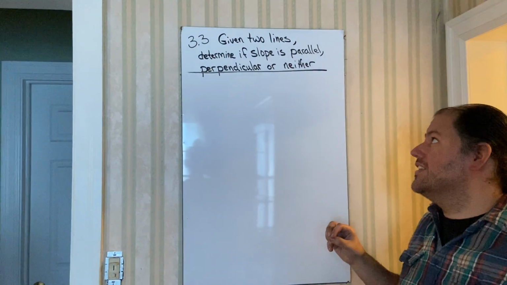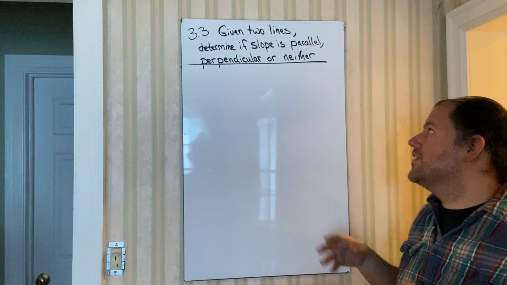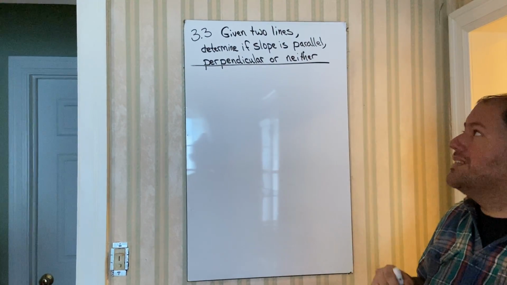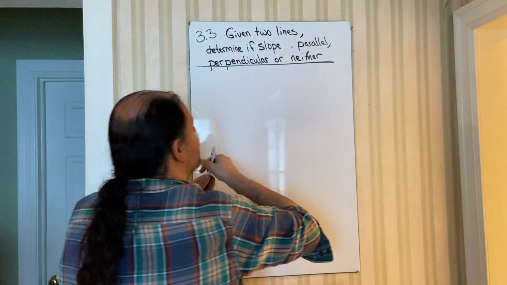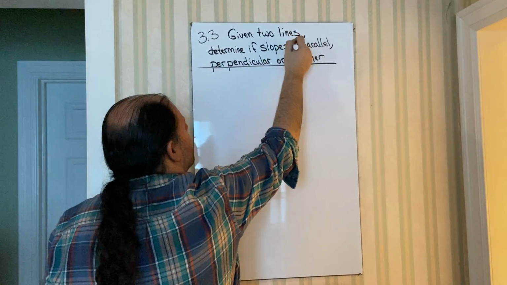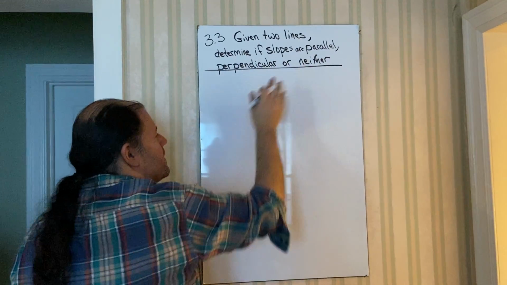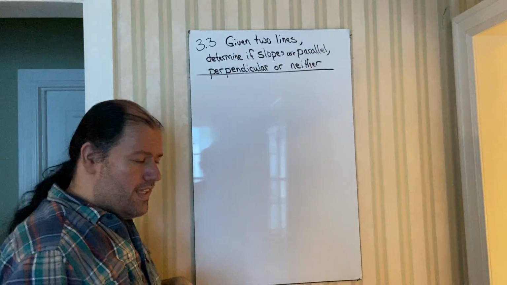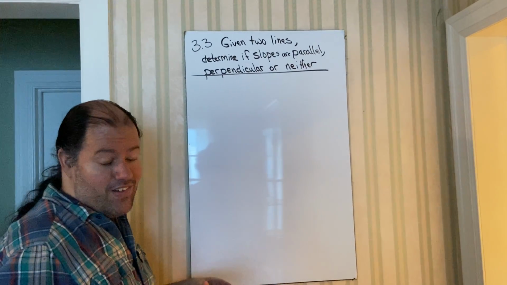Right, so the next topic that we have to talk about is, given two lines, determining if the slopes are parallel, perpendicular, or neither. So the first thing that we want to do is talk about what is parallel, what is perpendicular, and what does neither look like. Then we'll talk about how we can find if two lines are parallel, perpendicular, or neither.